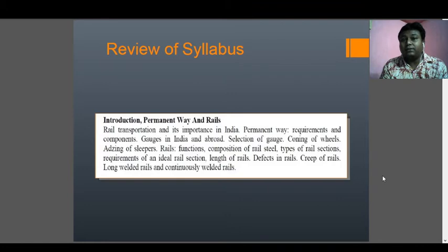Next, the selection of the gauge, meaning where and which type of gauge we are going to select for which type of area. Basically it depends on the location. Then the coning of the wheels. I will not give the details at the beginning. This is just the syllabus of your subject. We will discuss topic-wise at a later stage. Next is the edging of wheels. Then the rails: functions, components of the rails, rail steel, types of rail section, requirements of an ideal rail section, length of the rail, defects in the rail, then what is creep, and then what are long welded rails and continuous welded rails.